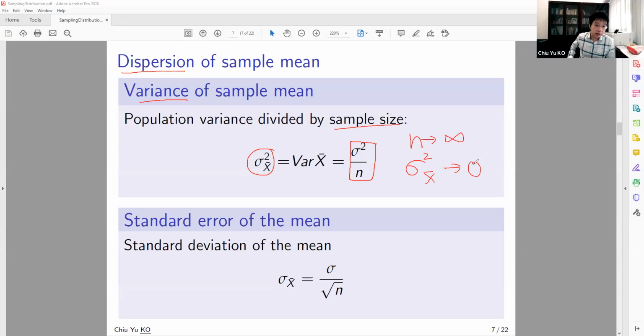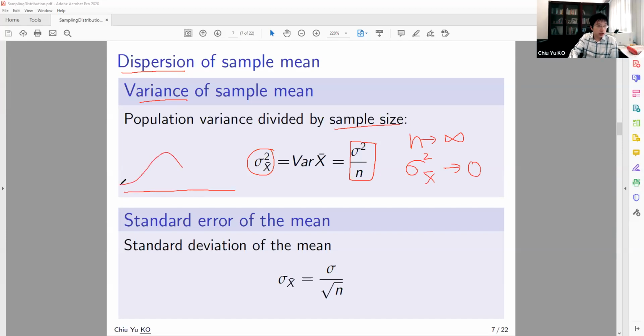The reason is, if you do a lot of sampling and the sample size is very big, then basically each time you are getting the whole population, right? So then the sample mean will be exactly the population mean, then there's no variance, okay? Just to show it graphically, right?